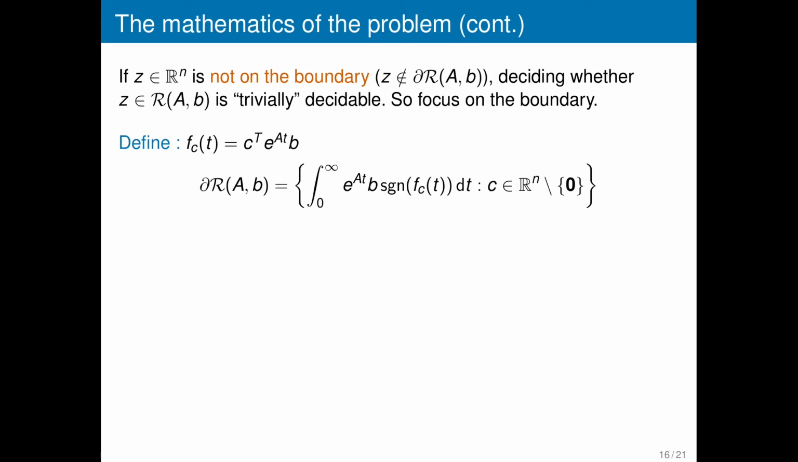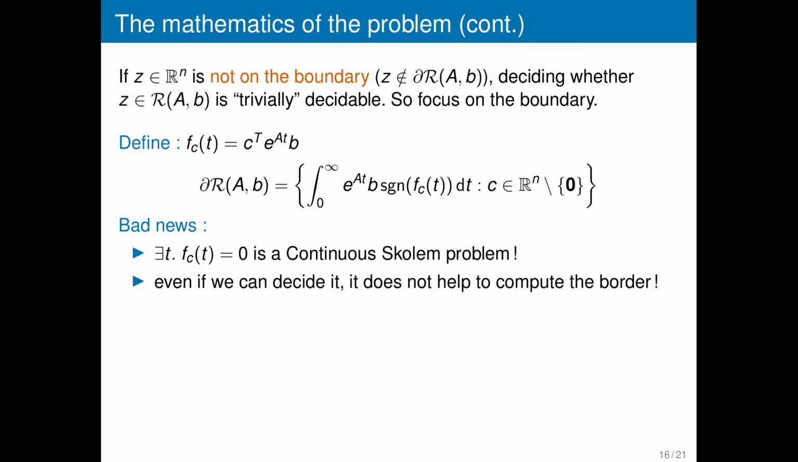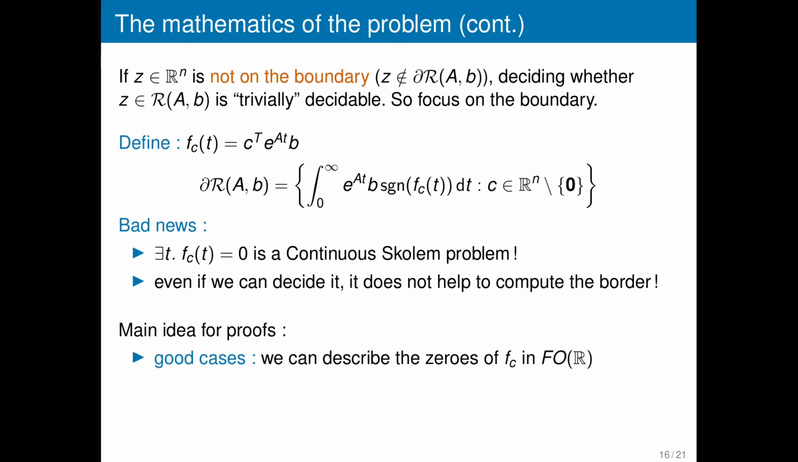If we look at the formula for the boundary of the reachable set, and we denote by fc the function that appears in the sine function in the integral, we notice that this function looks very much like a continuous Skolem problem. In fact, the question of whether there exists a time t such that fc of t is 0 is exactly the continuous Skolem problem. In other words, the question of whether the sign of that function is constant is a very hard problem. Furthermore, even if we could somehow solve the continuous Skolem problem, it would not necessarily help compute the border, because it will only tell us if the sine function is constant or not, but not help us compute the integral. This looks like this problem is indeed very hard.